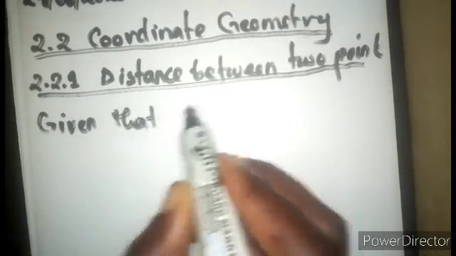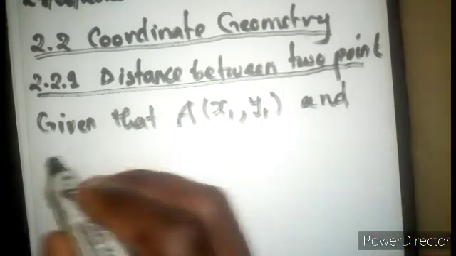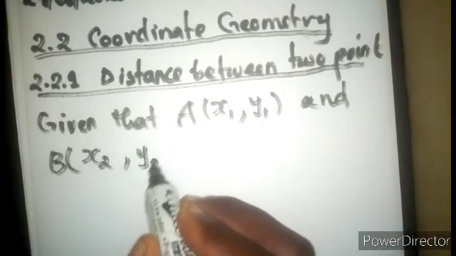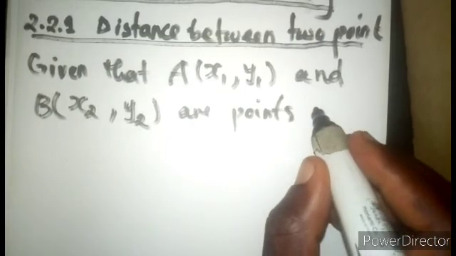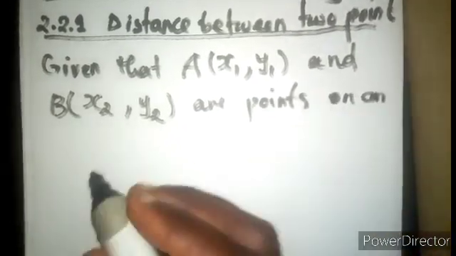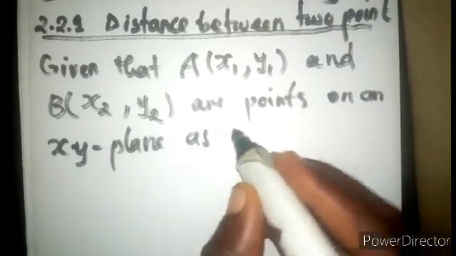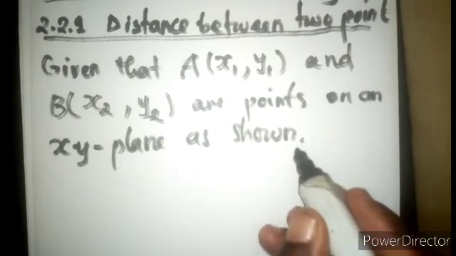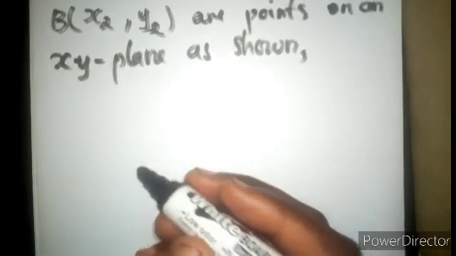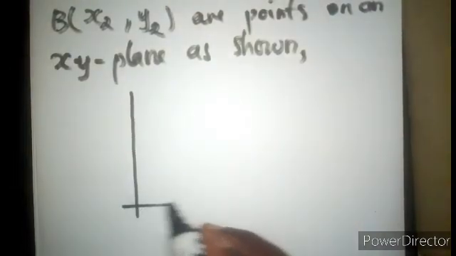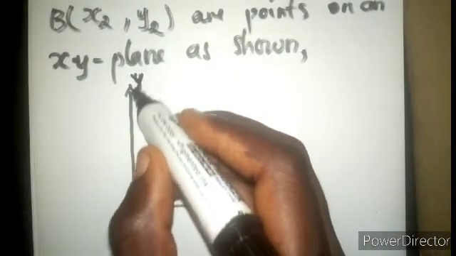Given that A with the point x1, y1, and B are points on an xy plane, as shown below. This is the y-axis, this is the x-axis.